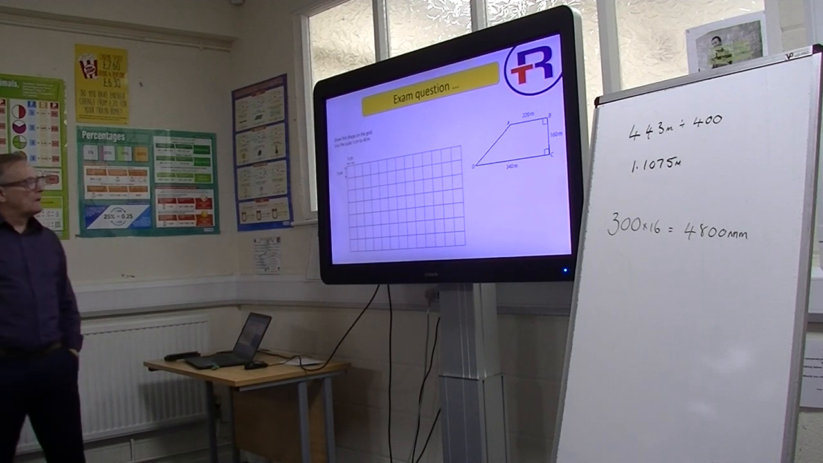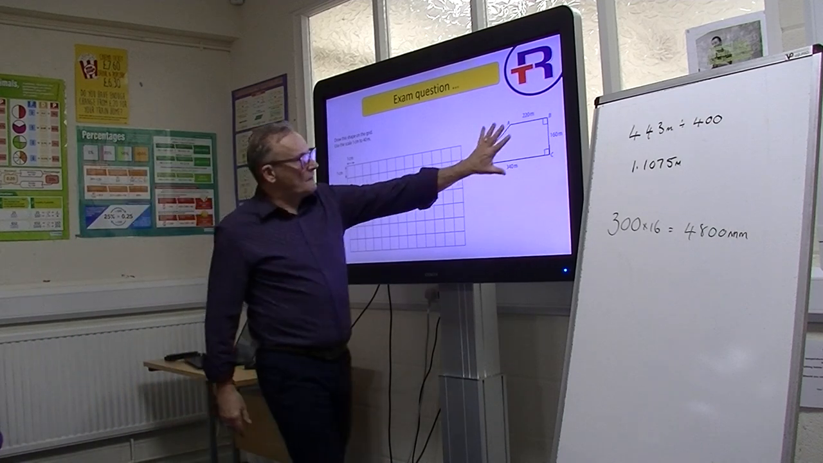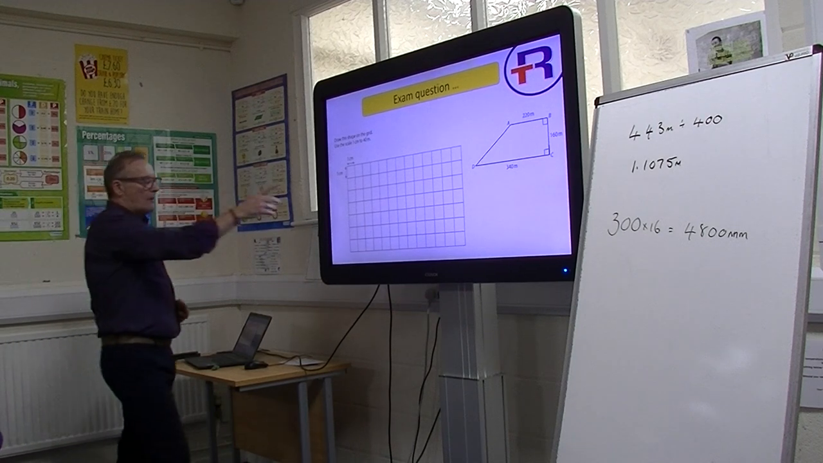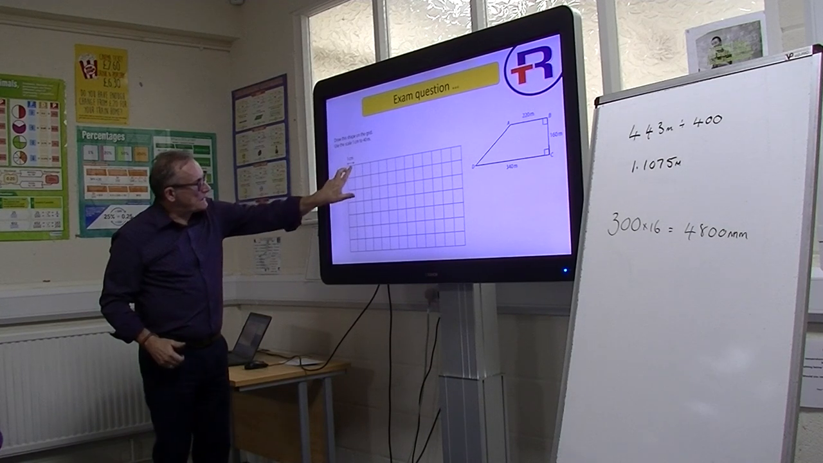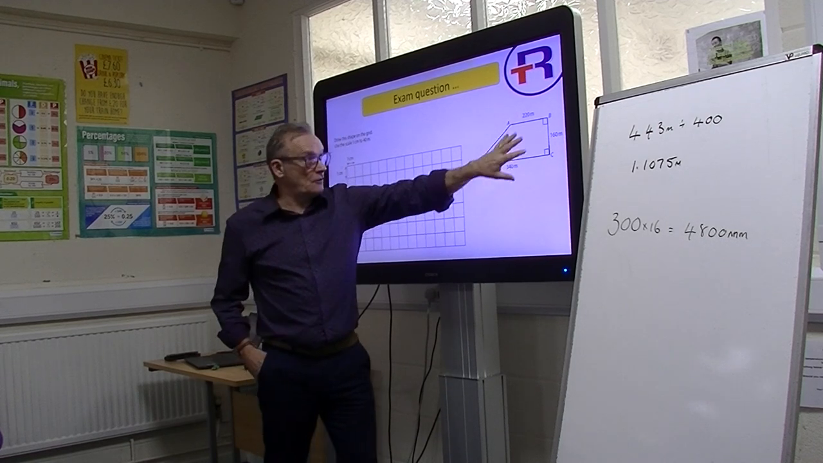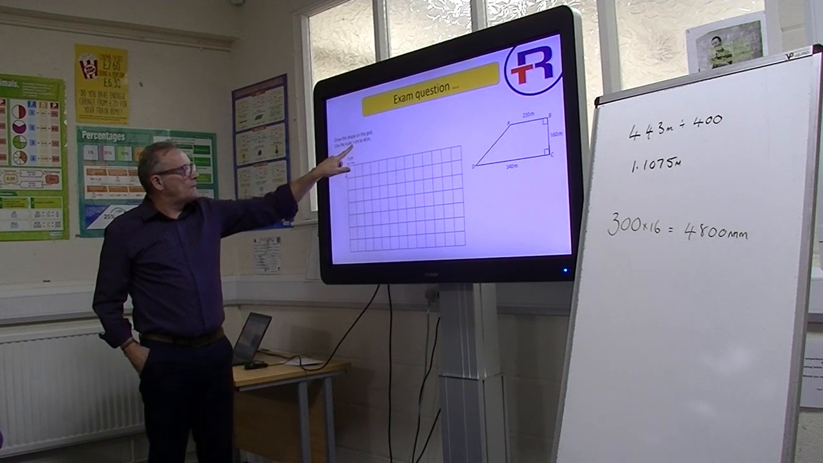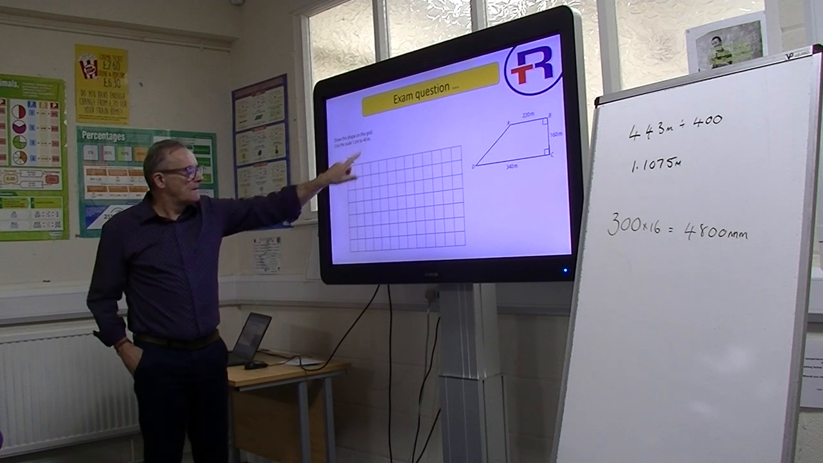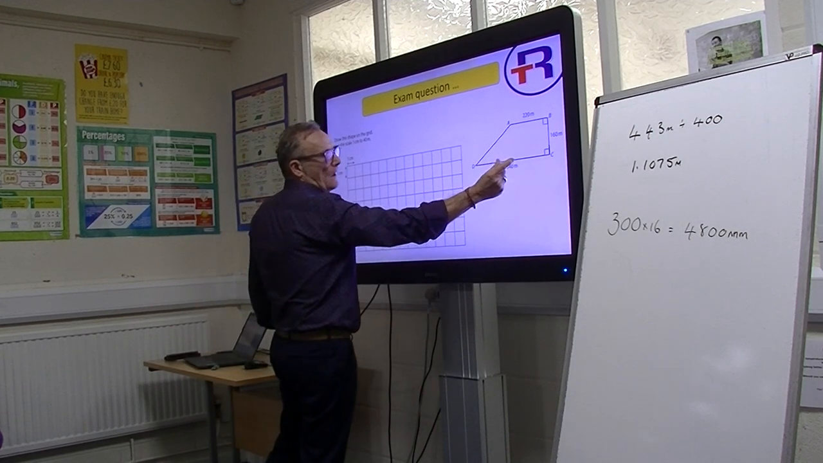So, let's have a look at this next slide. Exam question, taken from an exam paper. What we've got here is a little diagram of a shape, a quadrilateral. We've got to draw that shape on this grid here. Each of these squares is a centimetre. These are all metres, so that's obviously not going to fit on there. So they've said to use this scale: 1 centimetre is equal to 40 metres. So 1 centimetre on the grid is equal to 40 metres in real life.